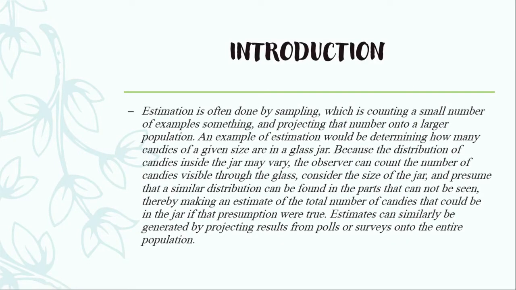Estimation is often done by sampling, which is counting a small number of examples and projecting that number onto a larger population. An example of estimation would be determining how many candies of a given size are in a glass jar. Because the distribution of candies inside the jar may vary, the observer can count the number of candies visible through the glass. Consider the size of the jar and presume that a similar distribution can be found in the parts that cannot be seen, thereby making an estimate of the total number of candies that could be in the jar if that presumption were true.